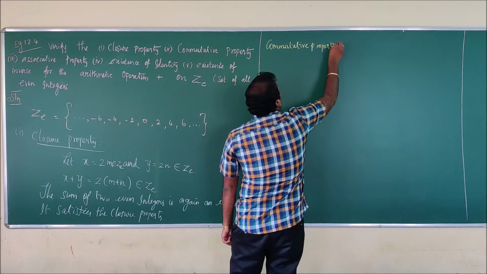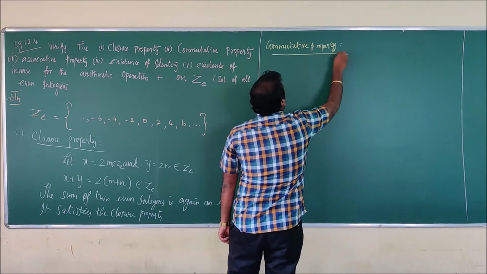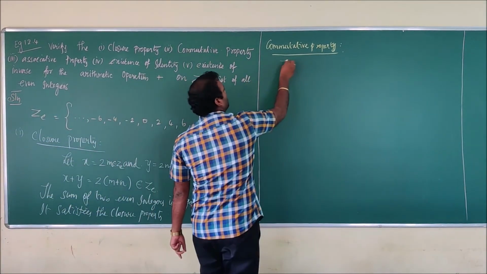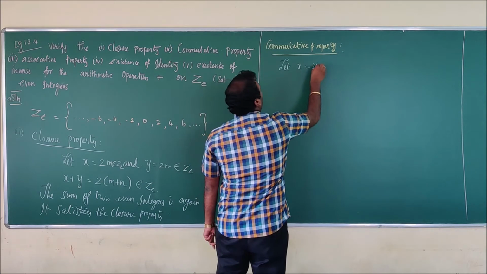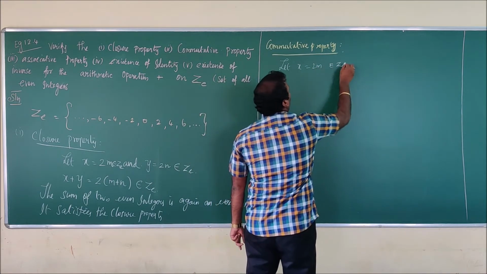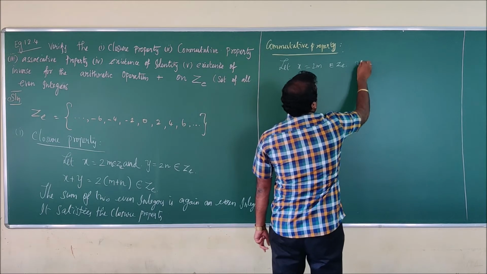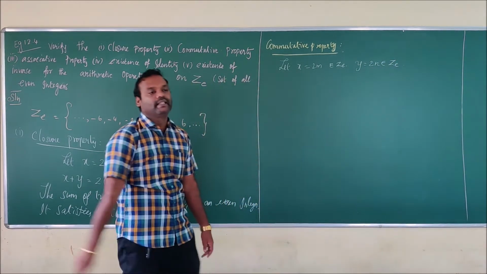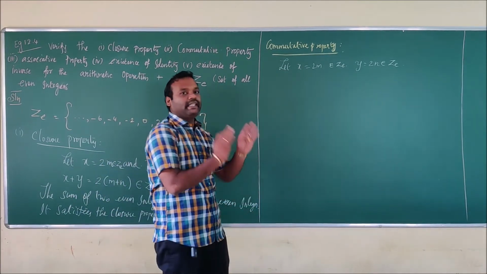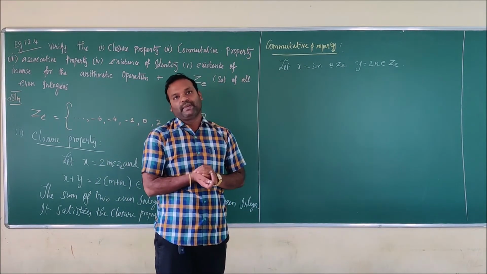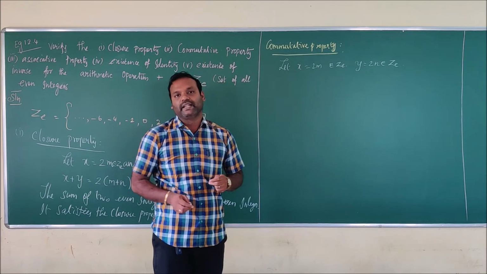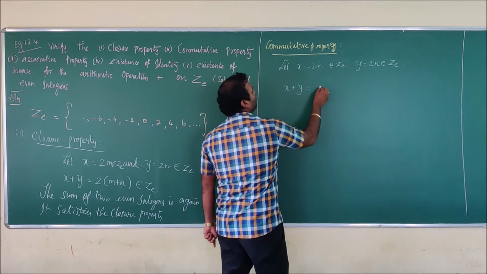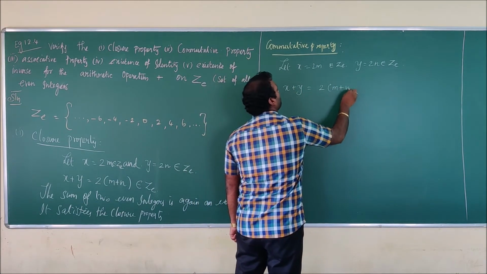Commutative property means you have to take 2 numbers. So as usual I am going to take the numbers. Let x is equal to 2m, belongs to the set of all even integers, and y is equal to 2n, which also belongs to the set of all even integers. What is our commutative property? It means x plus y equal to y plus x. We have to prove that x plus y is equal to y plus x. First let me find x plus y. X plus y means 2 into m plus n.